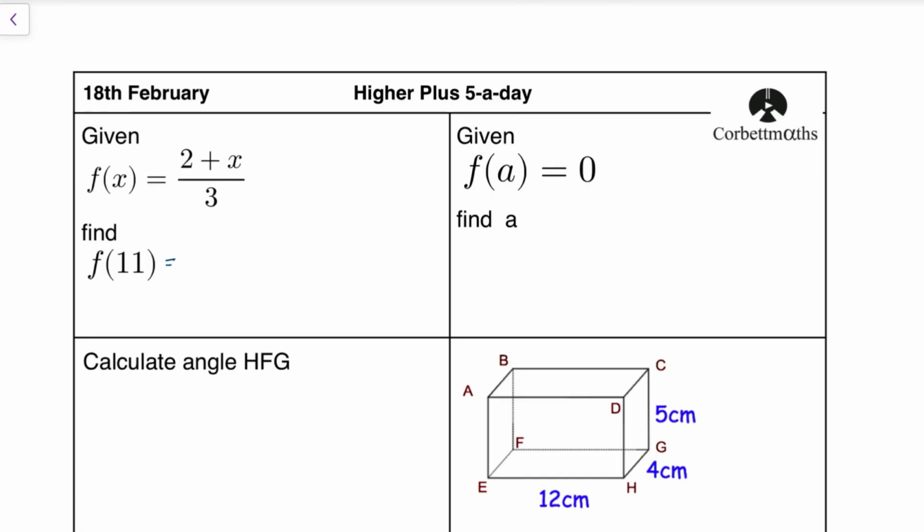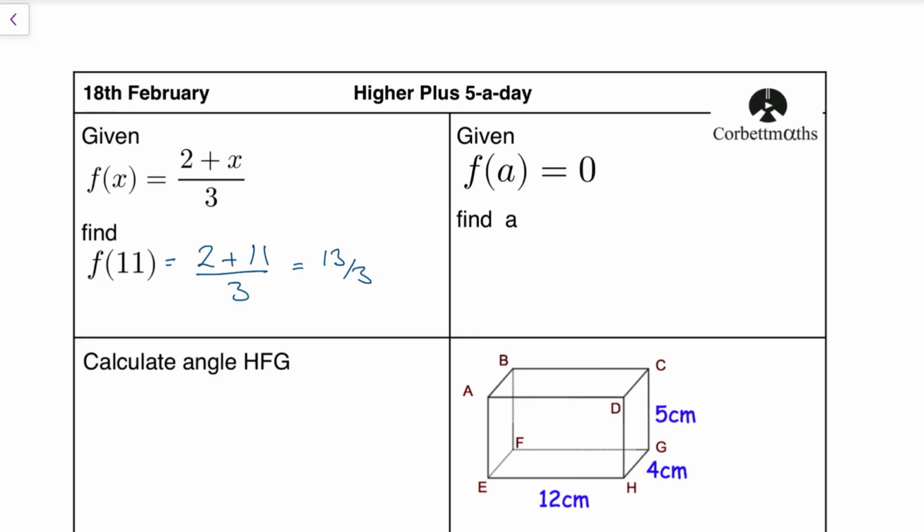So I'm going to put the thing inside the brackets into the function, and what does the function do? Well, it takes my value and adds 2. Actually, let's change that to an 11, that would make more sense, wouldn't it? Adds 2, and then it divides by 3. 11 plus 2 is 13, and 13 divided by 3 does not go evenly, so I will just write 13 over 3. That will do.